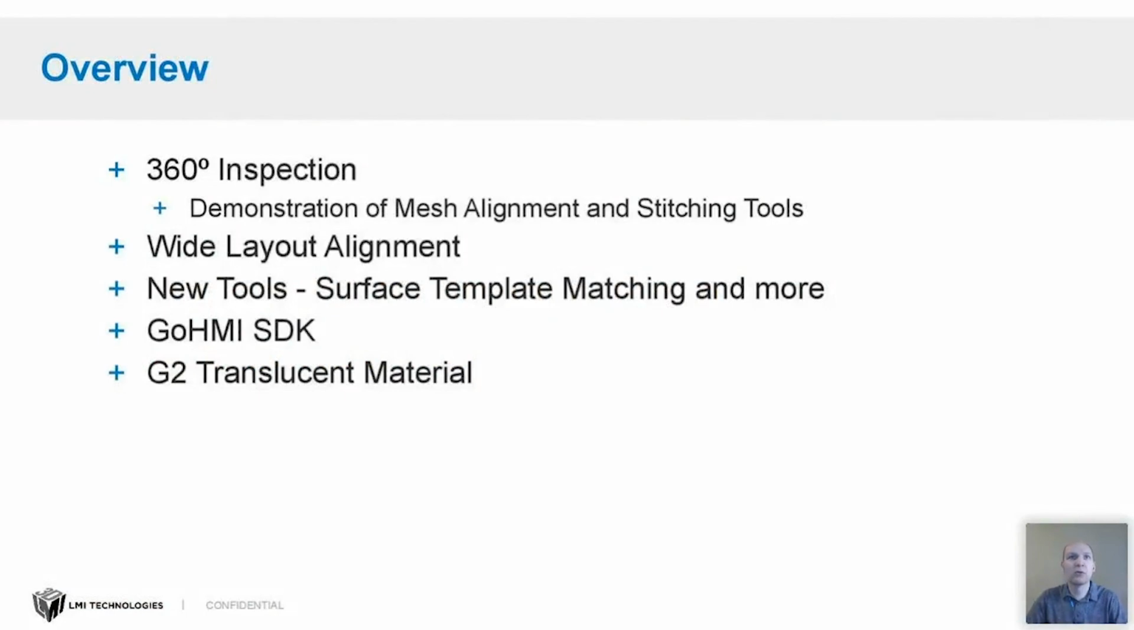So just as an overview, I'll be covering 360-degree inspection, specifically introducing mesh alignment and stitching tools. Then the wide layout alignment improvements, new tools such as surface template matching and other ones, GoHMI SDK, and G2 translucent material. There are many other features as usual that we're also packing into the release that I won't be covering, but you'll see those in the release notes with the beta release coming up.